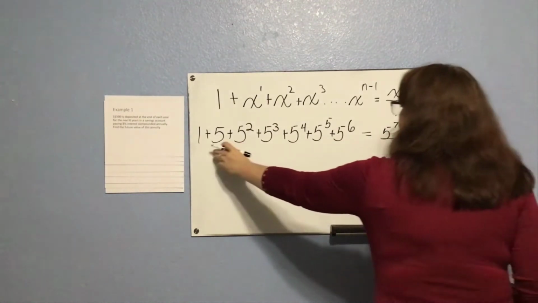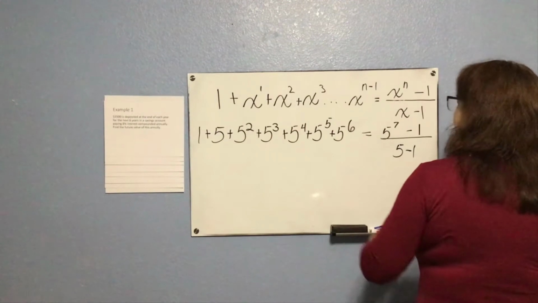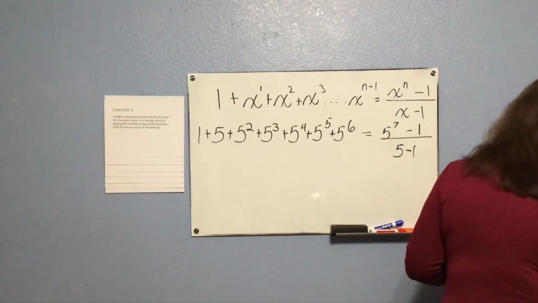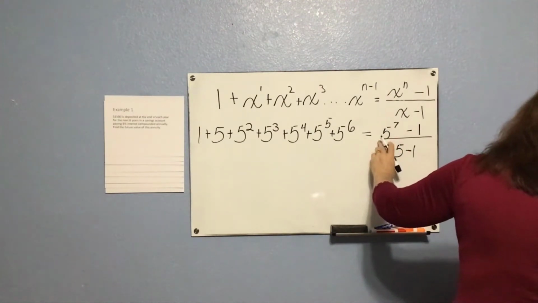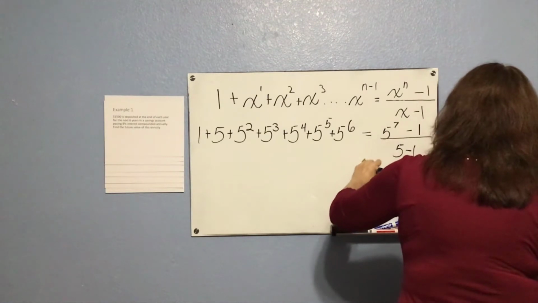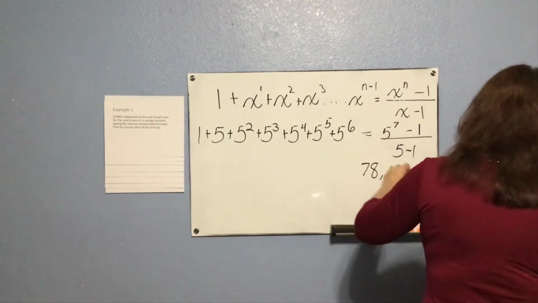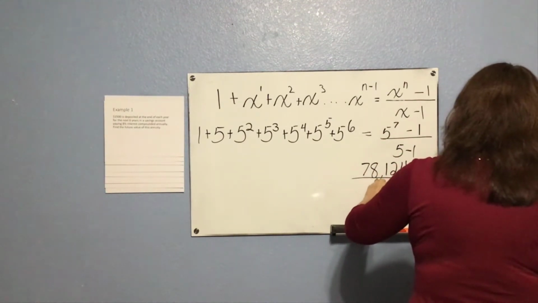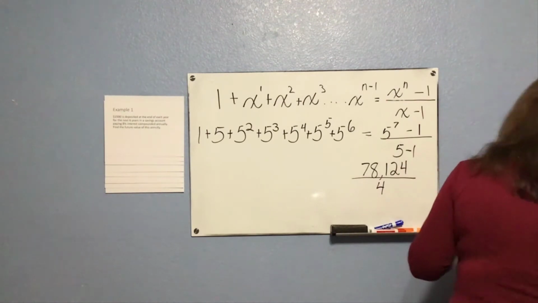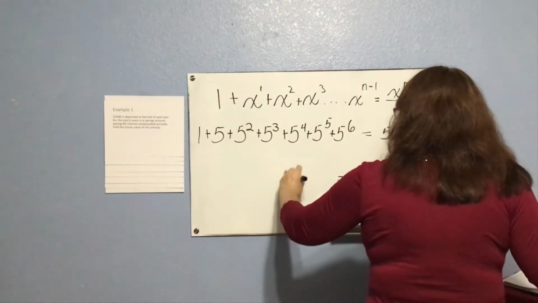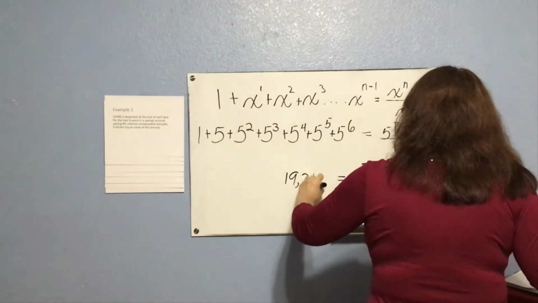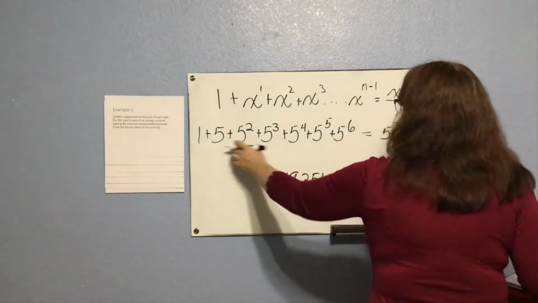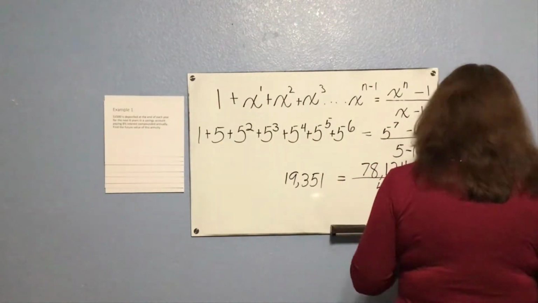Okay, now you could do this in your calculator as long as this number doesn't get too big, but it's faster to use the formula. So let's look at this. 5 to the 7th minus 1 is 78,124. And 5 minus 1 is 4, which gives me a total of 19,531. Okay, and you could add up these terms and find out that it would be that amount.